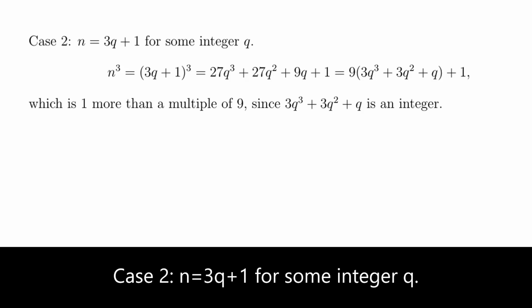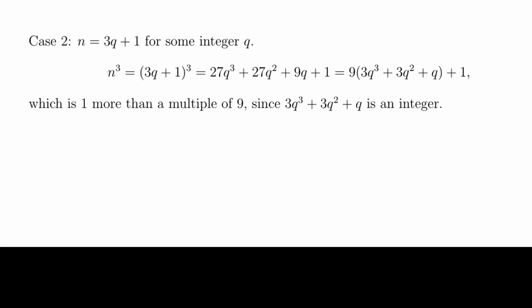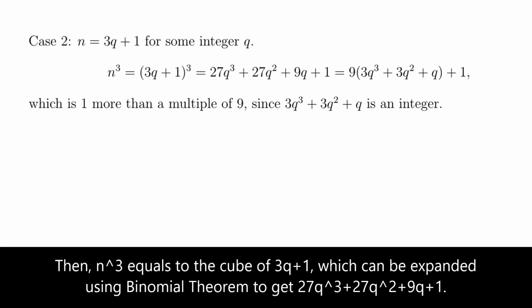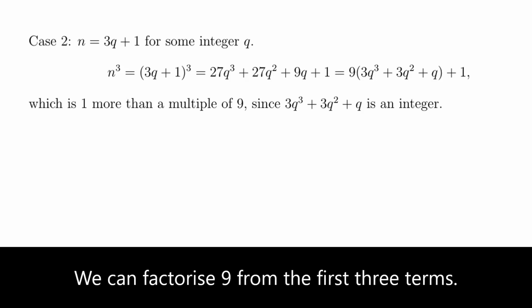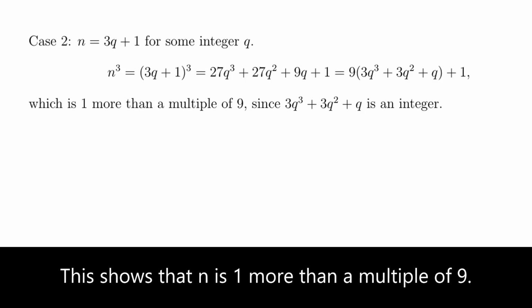Case 2, n equals 3q plus 1 for some integer q. Then n cubed equals the cube of 3q plus 1, which can be expanded using the binomial theorem to get 27q cubed plus 27q squared plus 9q plus 1. We can factorize 9 from the first three terms. This shows that n cubed is 1 more than a multiple of 9.